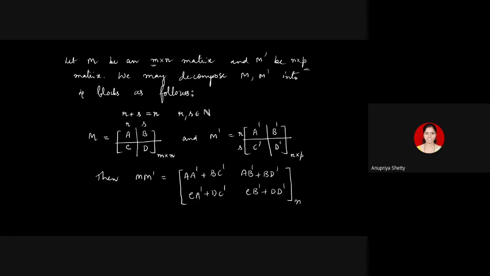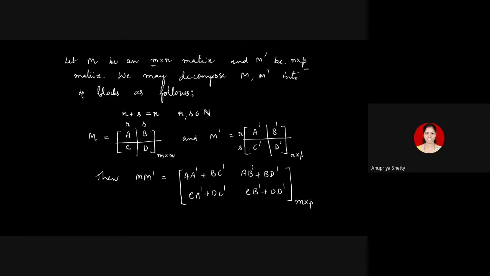The resulting matrix will also be of order M by P. We can check whether all these multiplications of the blocks are valid, because to multiply two matrices, what is the first and foremost requirement? Number of columns in the first matrix same as the number of rows in the second. Just look at A. How many columns does A have? A has R columns.